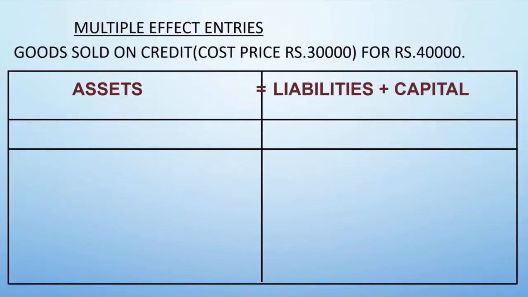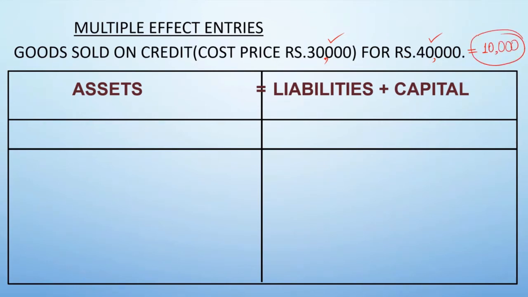Here we have another example of multiple effect entries. Here goods are sold on credit. This is one example of multiple effect entries, where a single entry will be presented twice or thrice on one side only, or on the other side, or vice versa. Goods are sold on credit. The cost price of the goods was 30,000. We purchased those goods for rupees 30,000 and are selling them for rupees 40,000. So here we can see that the business is getting a profit of 10,000.